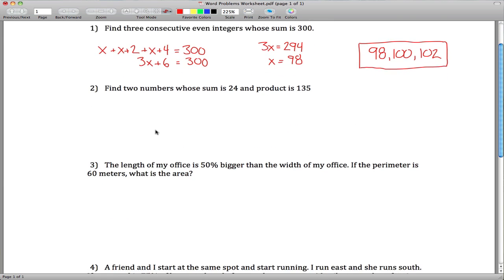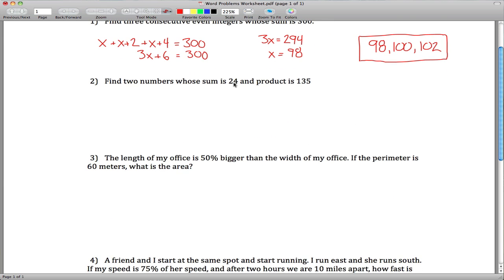Alright, moving on to the second one. Find two numbers whose sum is 24 and product is 135. Okay, first let's worry about the sum here. If we let x be one of the numbers, then the other number has to add to x to get to 24. That is, the other number has to be 24 minus x.